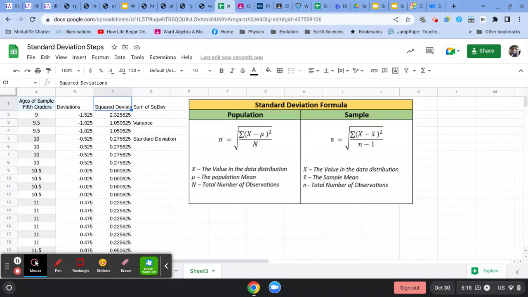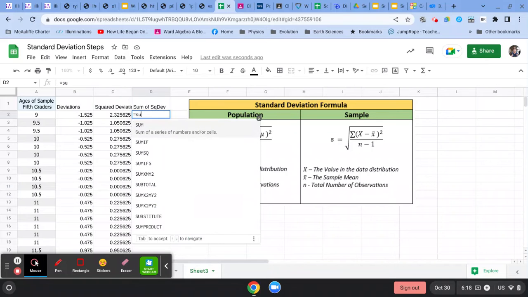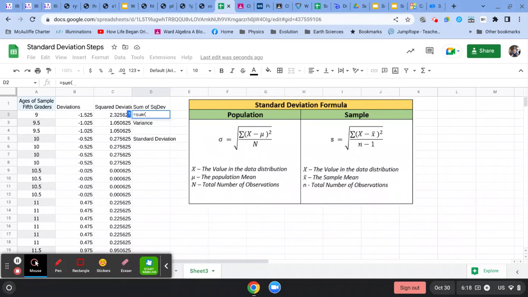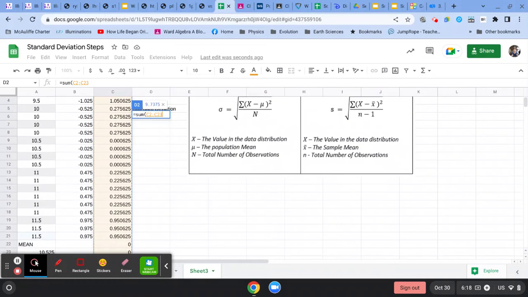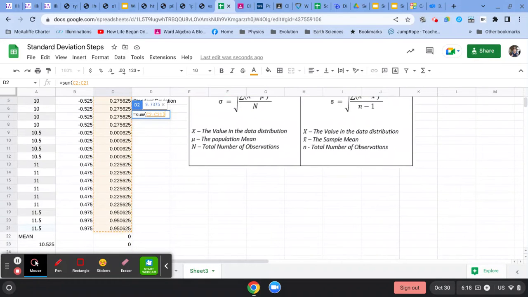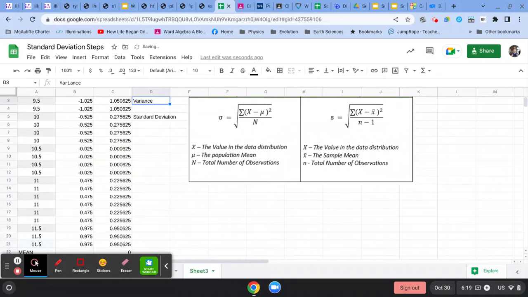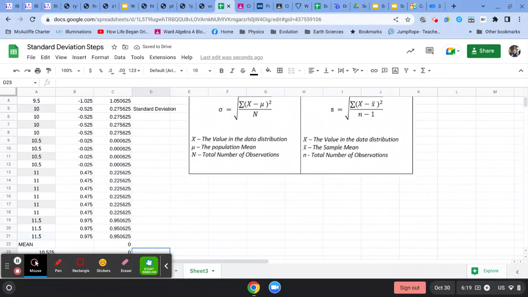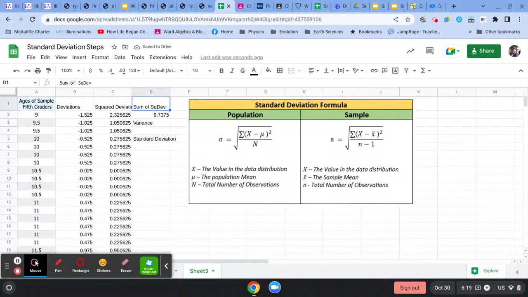Okay, my next thing I need is the sum of this set of squared deviations. To get a sum, I say equals sum in parentheses, and then I select all of these and enter. Okay, and we get rid of that. We don't need those zeros there, it doesn't matter.